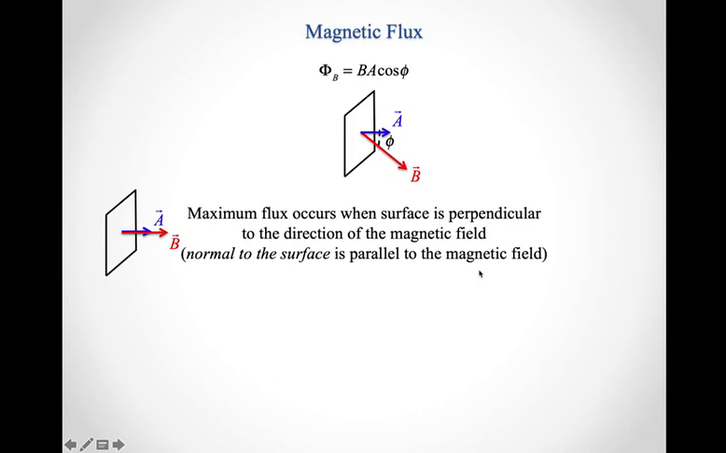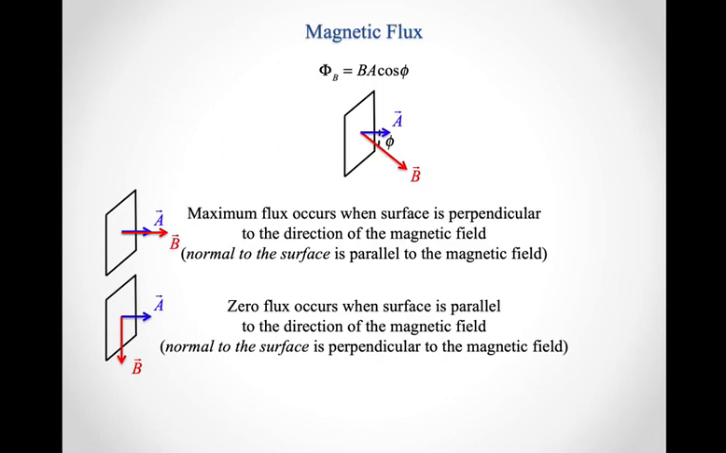So we can describe the relative orientation in one of two ways. We can either talk about the surface itself, or we can talk about the normal to the surface and how those point relative to the magnetic field. And we need to pay attention to which one of those we're being given in the description. A description that tells us that the surface is perpendicular to the field means that we have a maximum amount of flux. A description that tells us that the normal to the surface is parallel to the magnetic field also means that we have a maximum amount of flux.